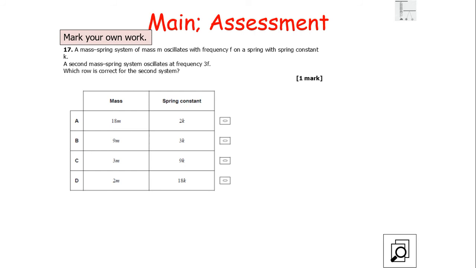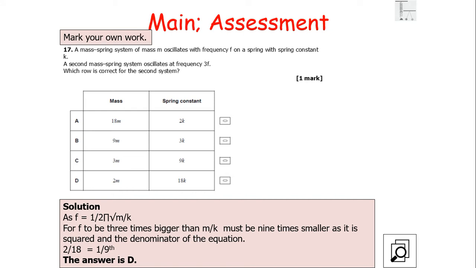A mass-spring system of mass m oscillates with a frequency f on a spring with spring constant k. A second mass-spring system oscillates at frequency 3f. Which row is correct for the second system? Right, let's think about this logically. If T equals 2 pi times the square root of m over k, well, f is going to be 1 over this, because f is 1 over T.